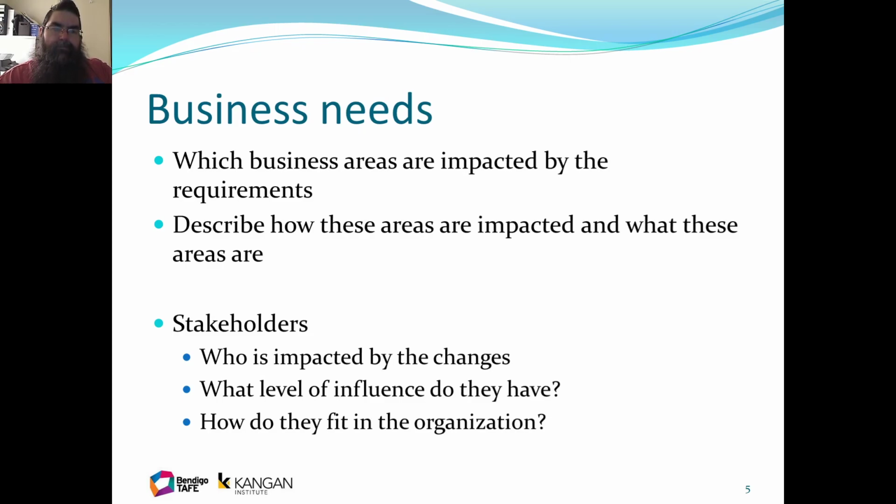So when we're looking at the business needs, we need to look at all the areas within a business and determine which areas are impacted by the system requirements, and we need to describe the area and the impact on that area. Now, in identifying the business areas, we will start to identify our stakeholders.